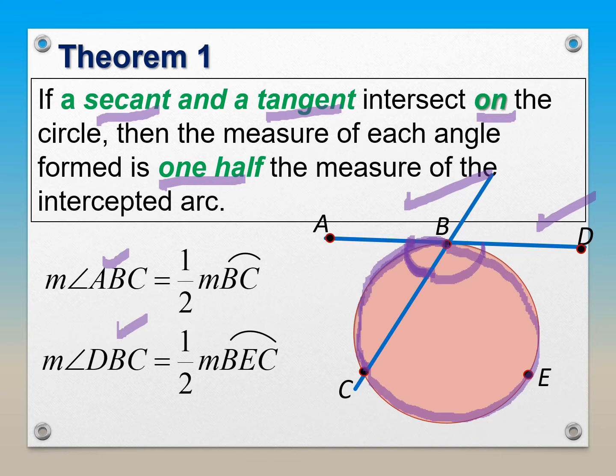So let's say the measure of angle ABC here is 20 degrees, then the measure of its intercepted arc is 40 degrees. And on the other side, let's say the measure of this angle is 160 degrees, then the measure of its intercepted arc is 320 degrees. That's how we are going to apply theorem number 1.